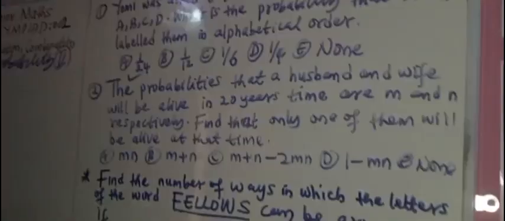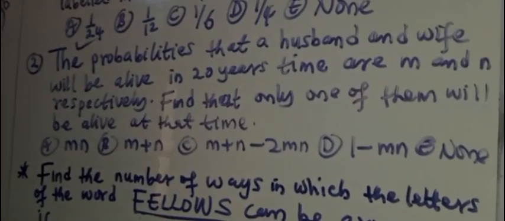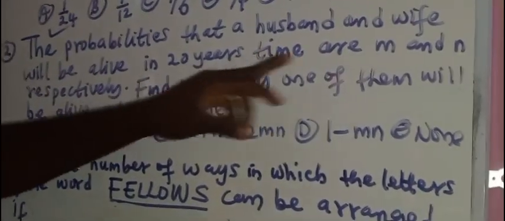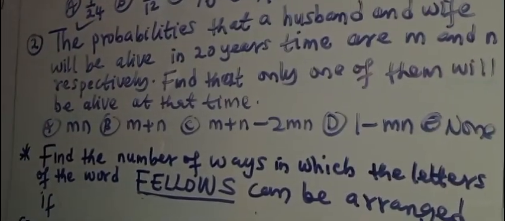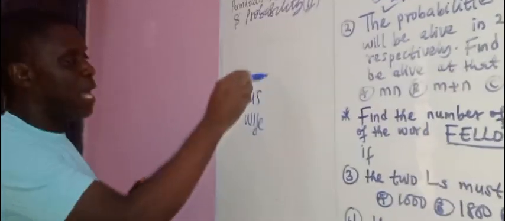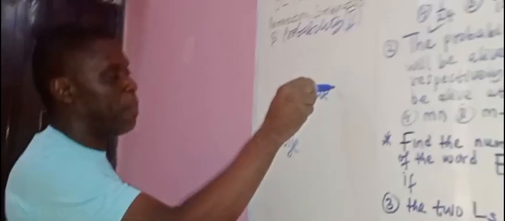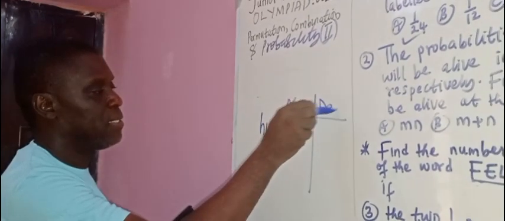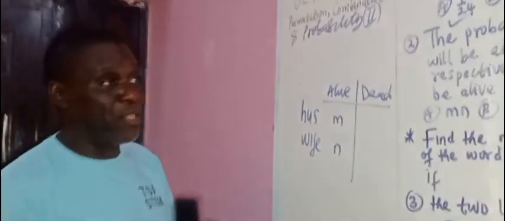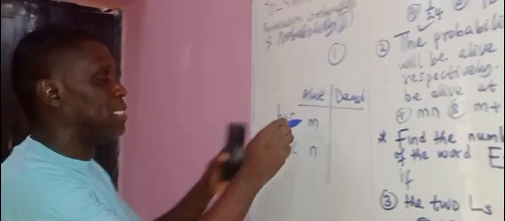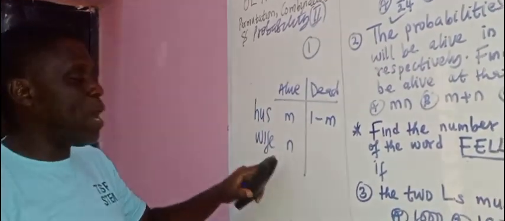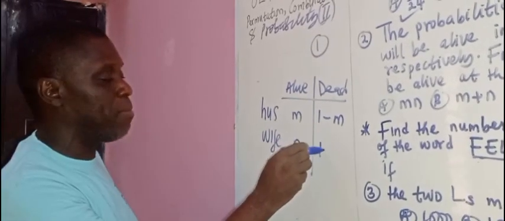Alright. Now, question number 2. The probabilities that a husband and wife will be alive in 20 years' time are M and N, respectively. So we have hubby, husband. We have wife. Alive. The opposite of being alive is dead. That they will be alive, husband is M, wife is N. Don't forget that total probability must not be more than 1. So that if husband to be alive is M, to be dead will be 1 minus M. If wife to be alive is N, to be dead is 1 minus N.